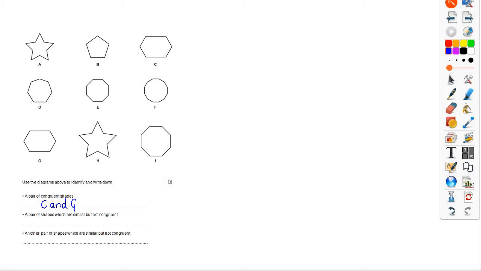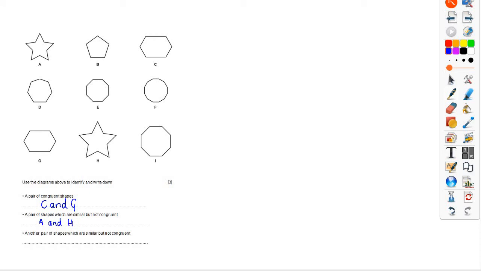The next question says, a pair of shapes which are similar but not congruent. So if you now have a look at shape A and H, they are both similar looking stars, but H is obviously bigger than A. So they are not congruent, they're not identical, but they are similar. So we would say A and H.